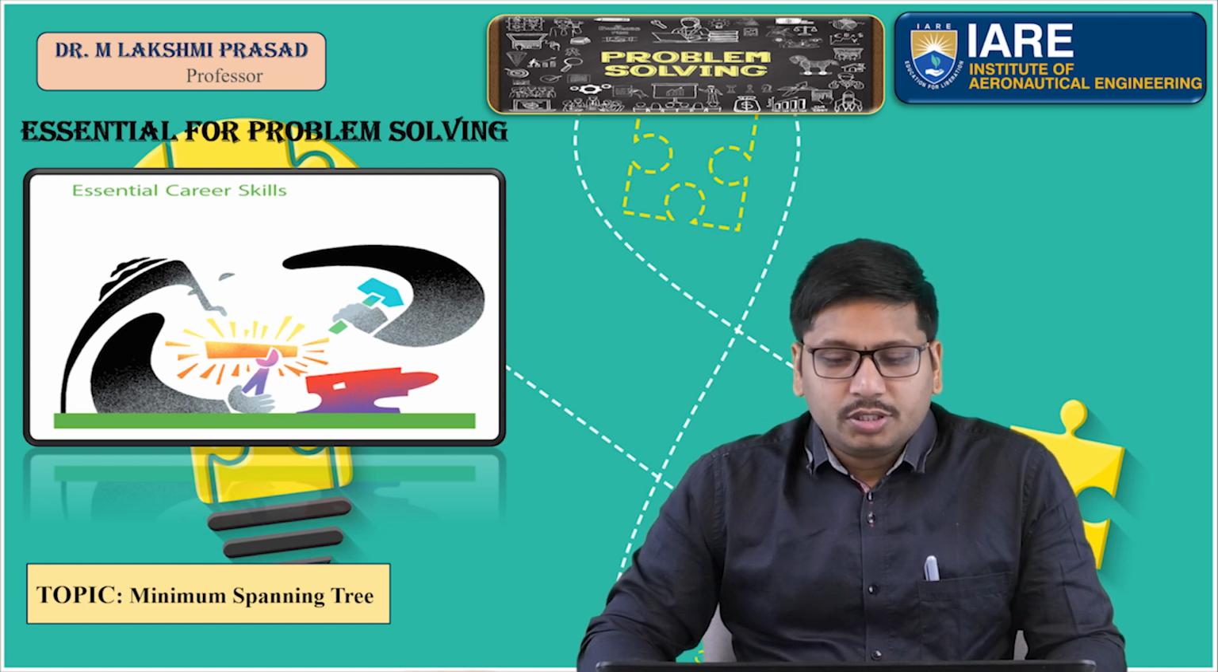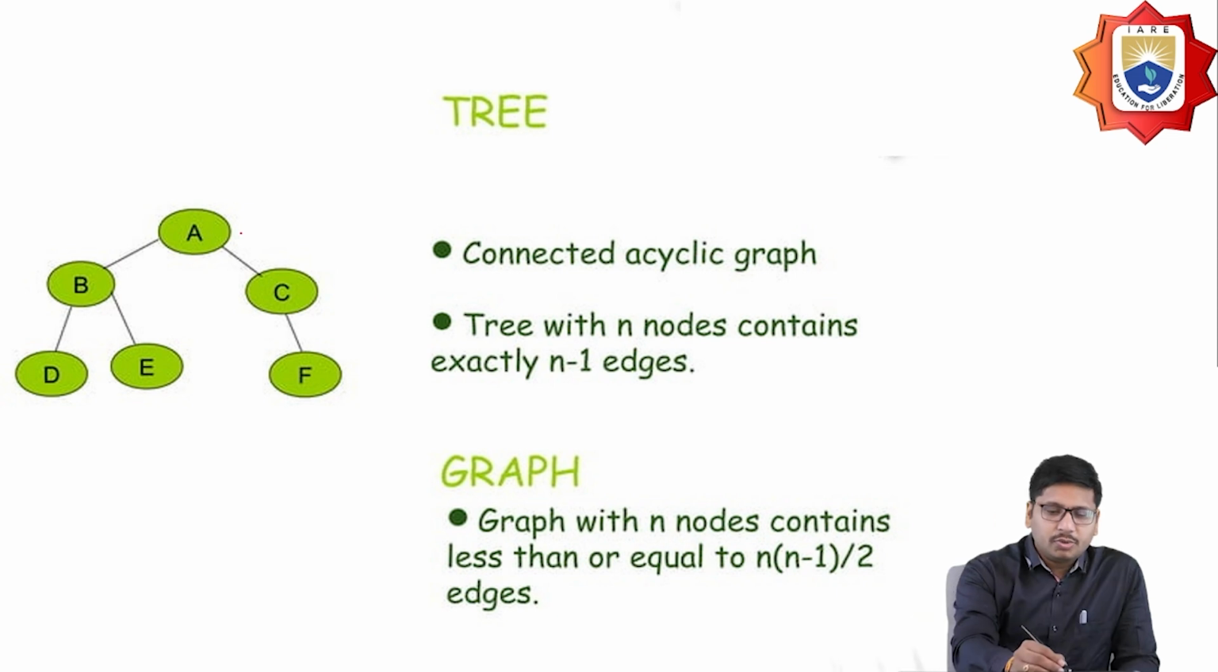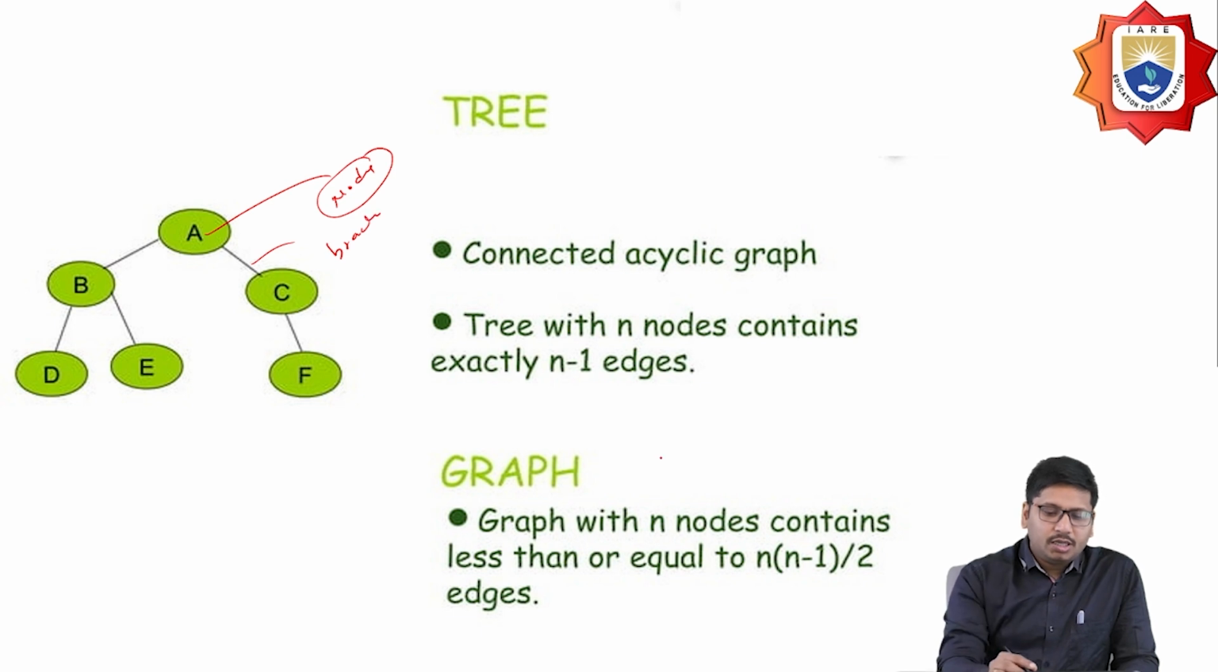In this video, I'm going to discuss minimum spanning tree. Normally a tree is nothing but a collection of nodes and edges, whereas a graph is a collection of vertices and edges. So normally this should be the tree, where I can represent it as a collection of nodes and branches. Similarly, a tree can also become a graph, a collection of vertices and edges, where the graph is represented by the set V comma E.